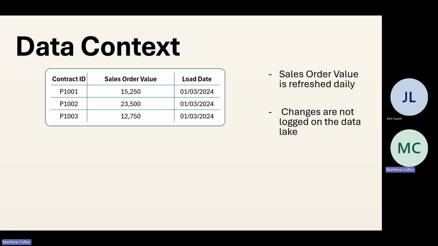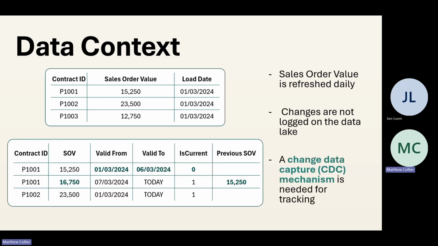Because now for some data context, the sales order value gets loaded into the SQL Server every morning in a very simple way, just like it looks like: contract ID, sales order, and load date. And it's just a daily snapshot. So it doesn't load any historic data. But obviously what I need is historic data. I need to see the current sales order value and the previous sales order value.